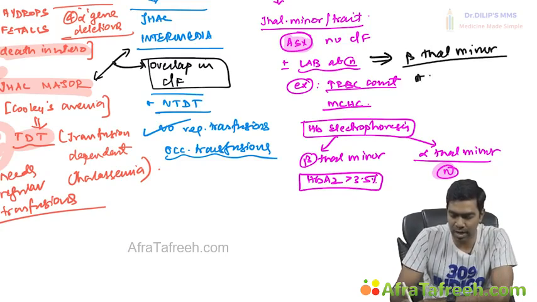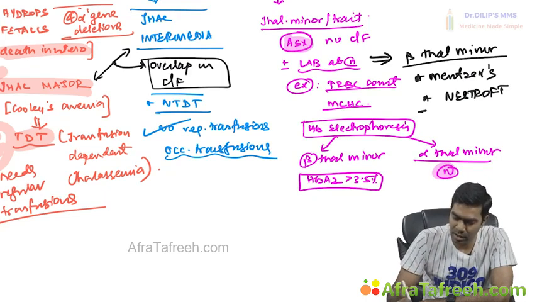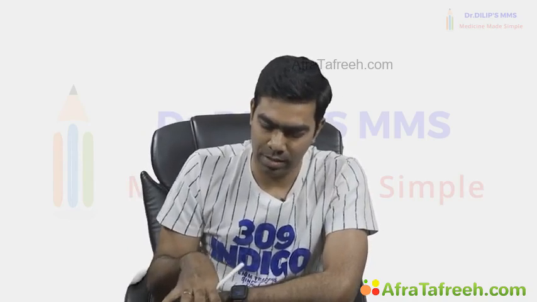Beta thalassemia minor can be diagnosed by two important indices. One is called Mentzer's index. The second one is called NESTROFT, that's the naked eye single tube red cell osmotic fragility test. So you can diagnose by any of these methods, which we are anyway going to discuss in the subsequent minutes.